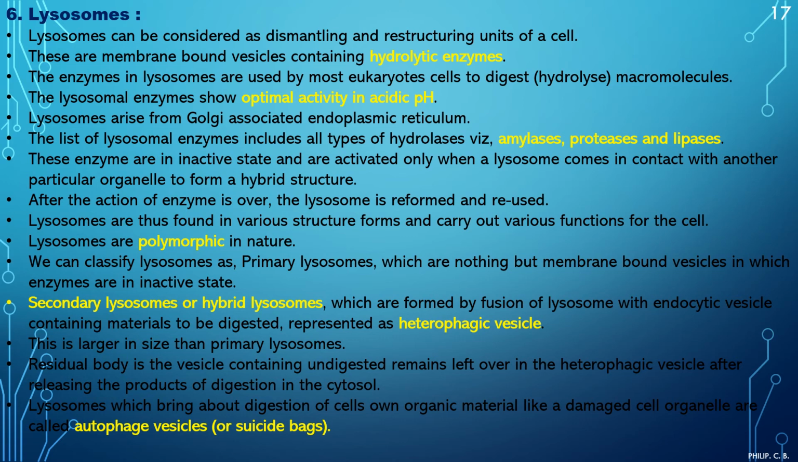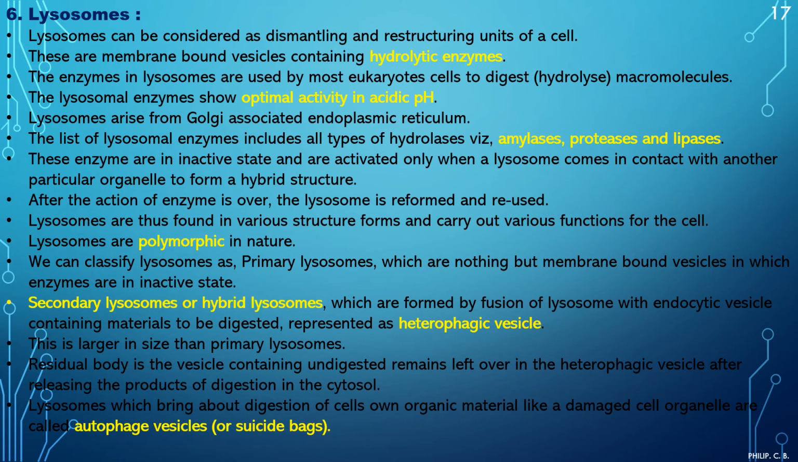We can classify lysosomes as primary lysosomes, which are nothing but membrane bound vesicle in which enzymes are in inactive state. Again we can relate with the earlier Golgi complex or endoplasmic reticulum where vesicles keep moving from ER to Golgi and from Golgi vesicles to further.